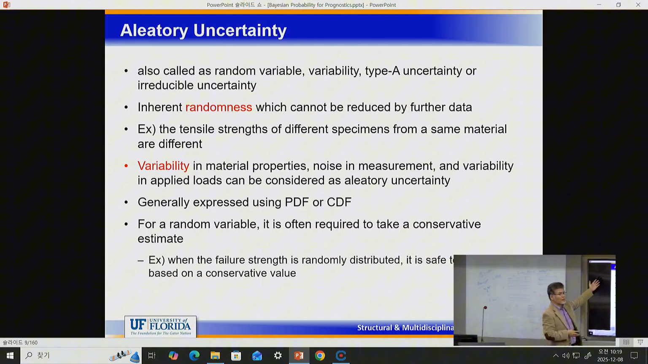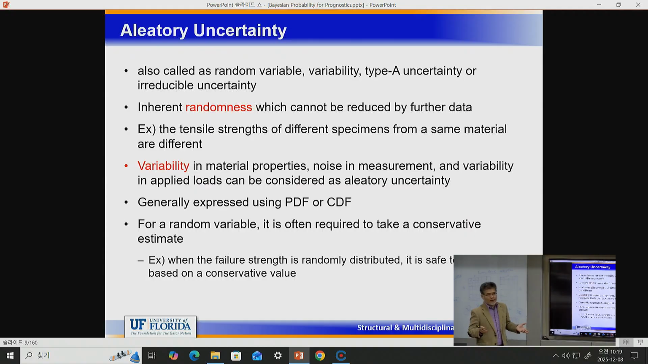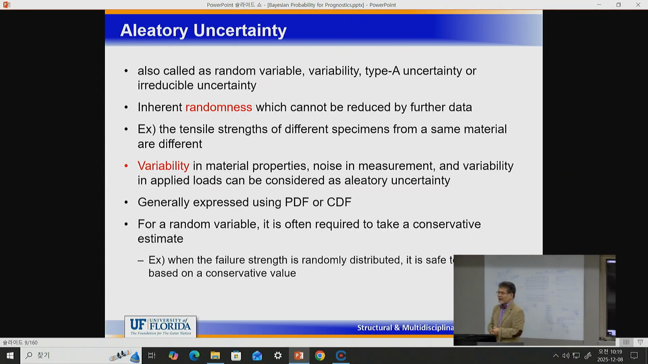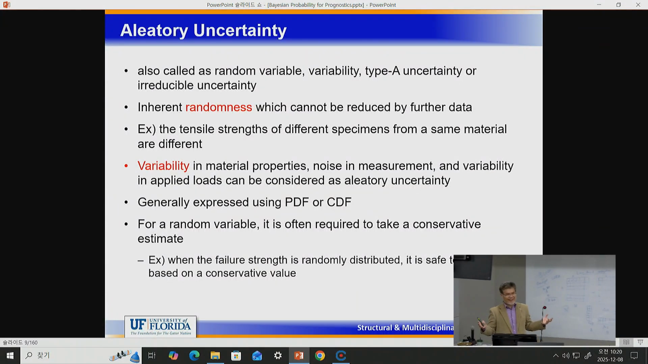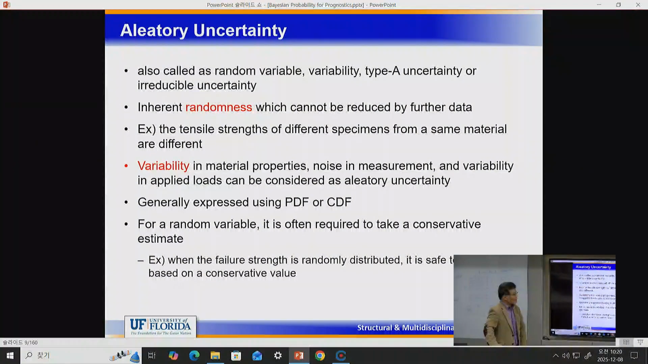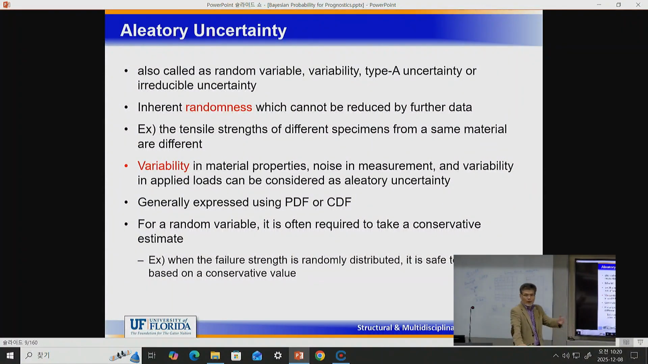It's inherent randomness, like wind. If the wind blows, there's nothing you can do about it. You need to accept that the wind can be strong today or weak tomorrow. You have to deal with it. So you need to design your system based on the aleatory uncertainty. The only thing you can do is make it conservative, right? When the wind is very strong, you need to build a strong, stiff system so that the system can support it.